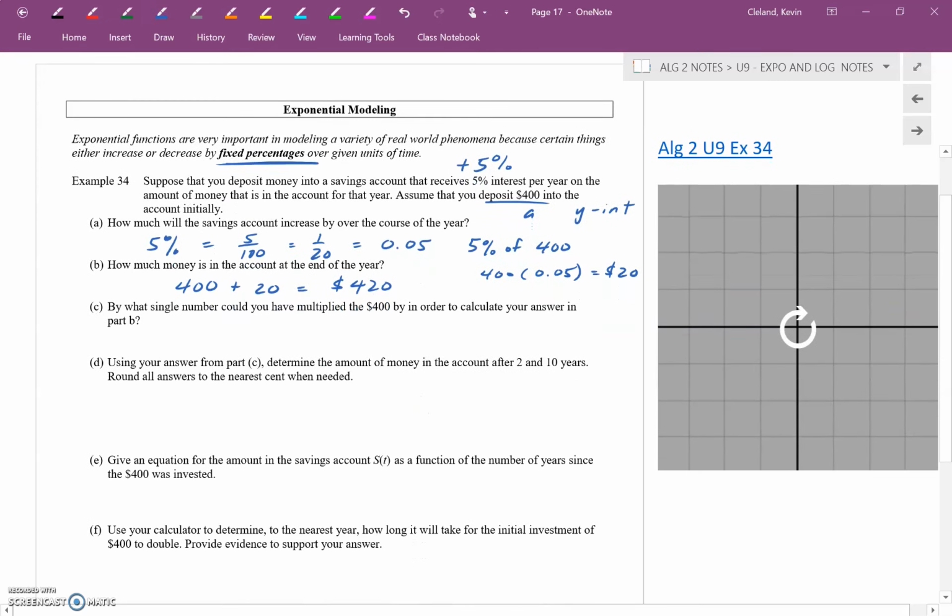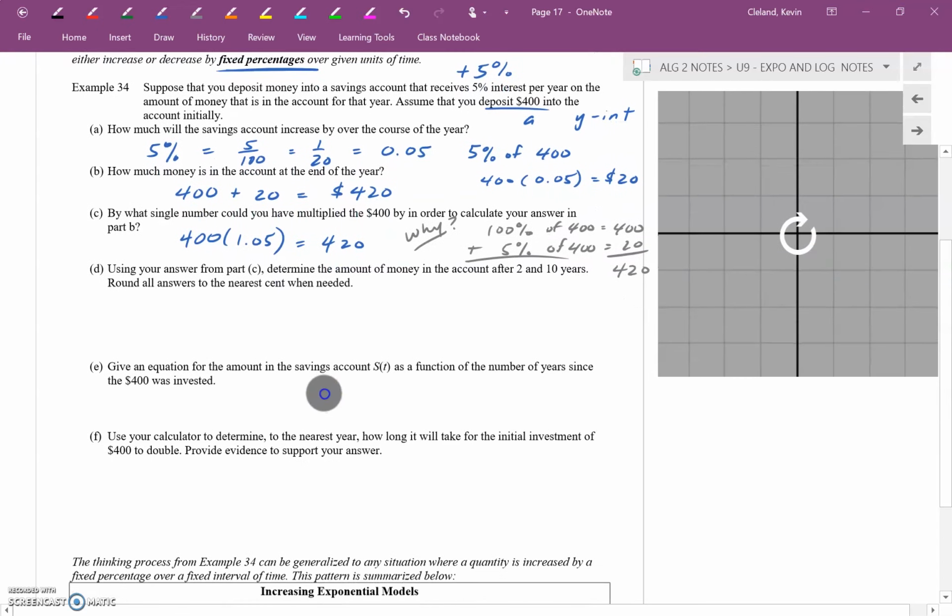All right, now we want to shortcut that. We don't want to have to get 20 and add it to the 400. We want to just get to the 420. So we're going to multiply 400 by 1.05 and we're going to get right to 420. Why does this work? Well, 100% of 400 is 400, and 5% of 400 is 20. So when we add those together, we get 105% of 420. Oh, sorry, of 400.